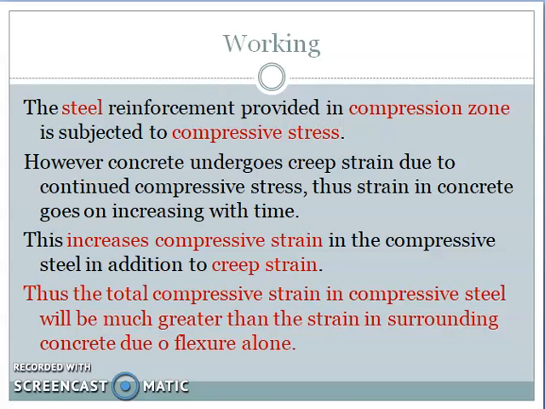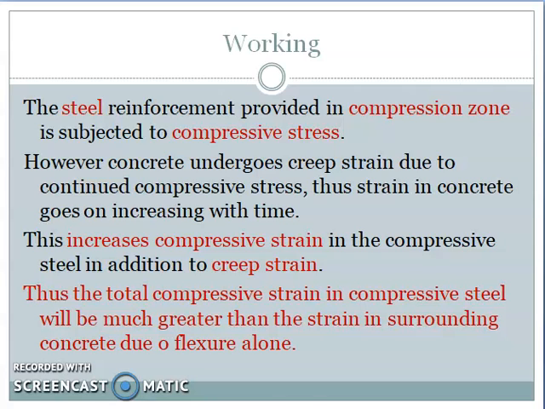How does it work? The steel reinforcement provided in the compression zone is subjected to compressive stress. In singly reinforced, what happened? The steel provided in the tensile zone is subjected to tensile stress. Now here the steel provided in the compression zone is subjected to compressive stresses because there will be only compression in that particular area.